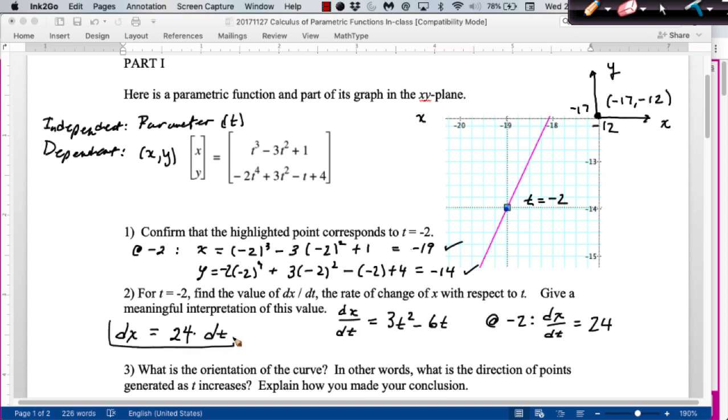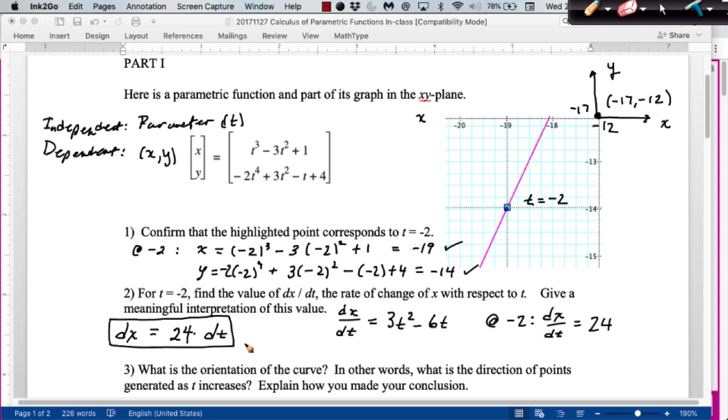Here we are again, right? Rate of change. What does this mean? It means that given a small change in t, we know how much x changes relative to that change in t: 24 times as much. So tell me about that. How is x changing if the rate of change is 24?